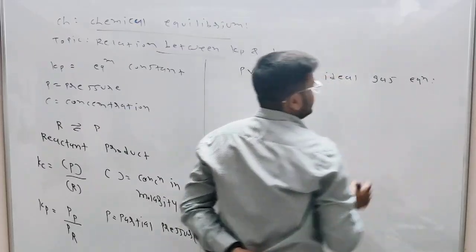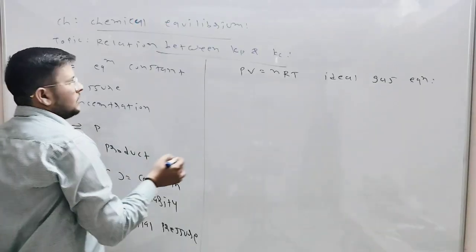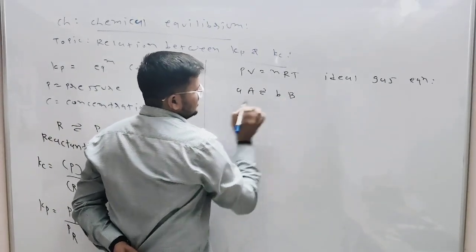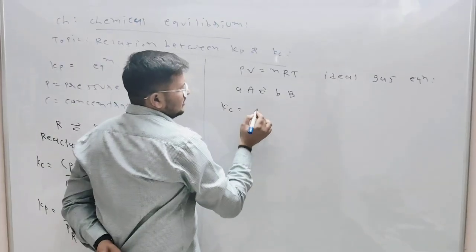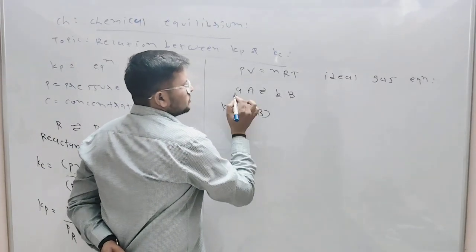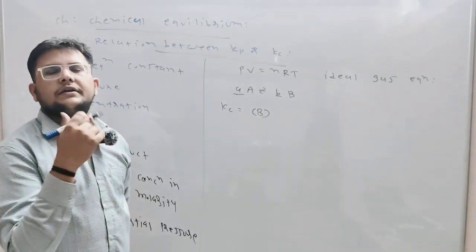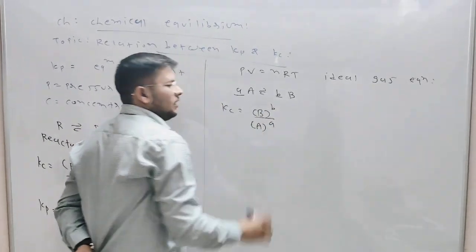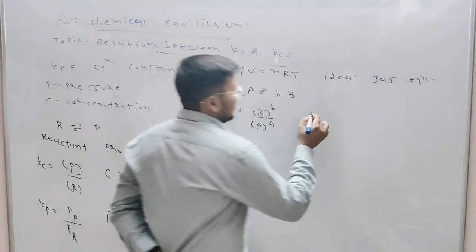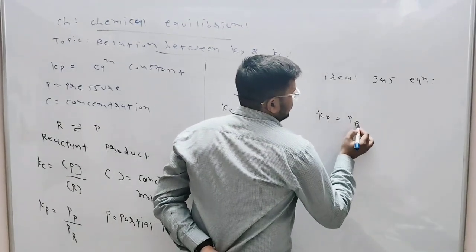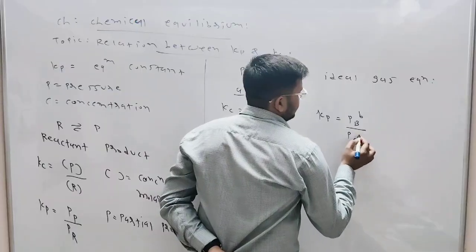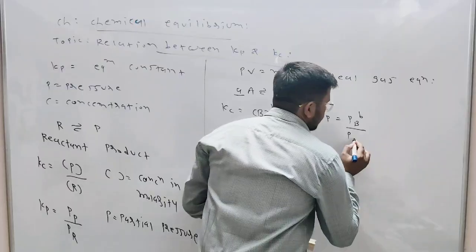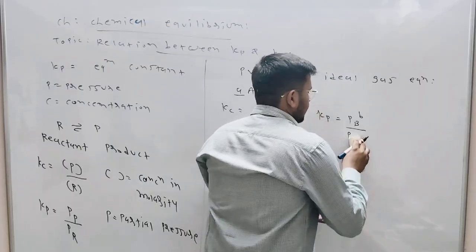So let's say A to B is the reaction. Then Kc is the concentration of B. Whatever the stoichiometry they have, we have to write it as its power. So it is B to the power b, A to the power a. If I write for Kp, it would be partial pressure of B to the power b, partial pressure of A to the power a.